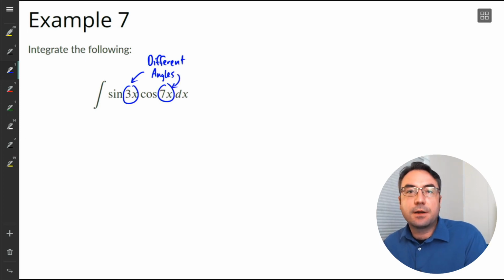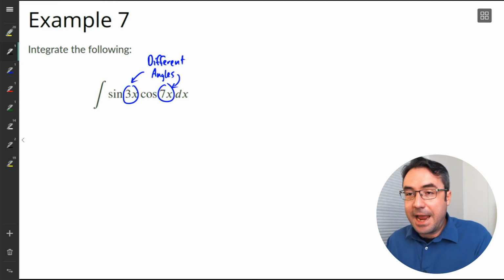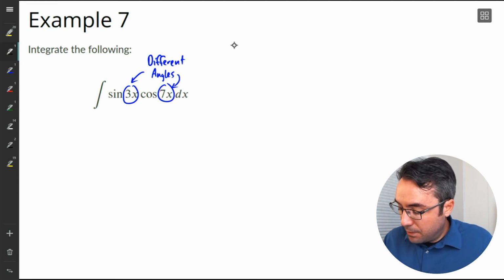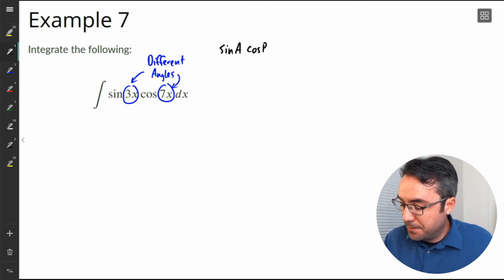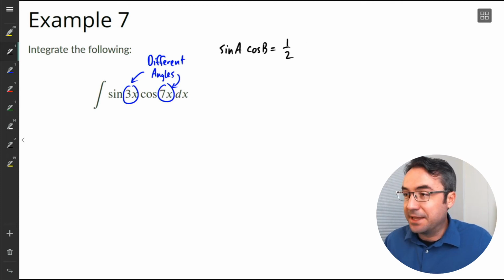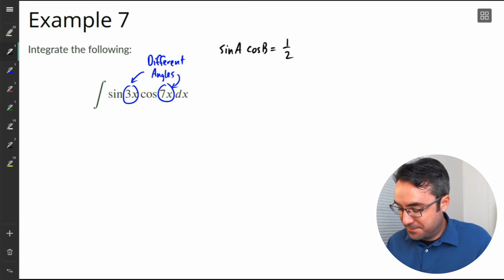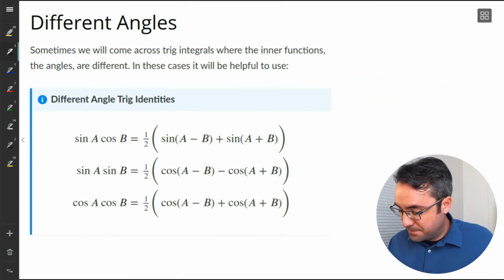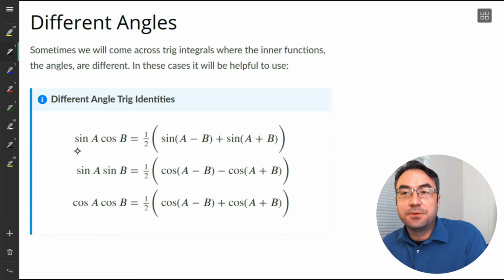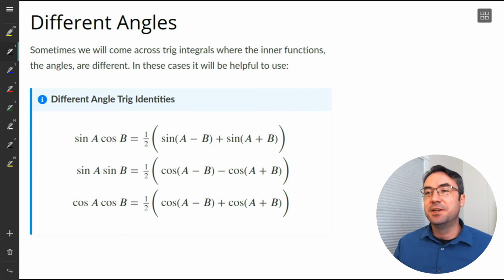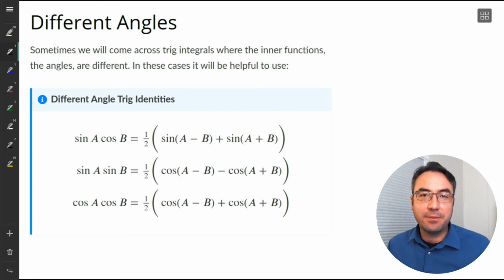So we want to use our different angle formulas. What was the formula for sine of A times cosine of B? I already forgot it, so let's go back. Here we go. Sine of some angle times cosine of some angle is 1/2 times sine of A minus B plus sine of A plus B. Just be aware that these exist. They're out there. Know where you can look them up, essentially.